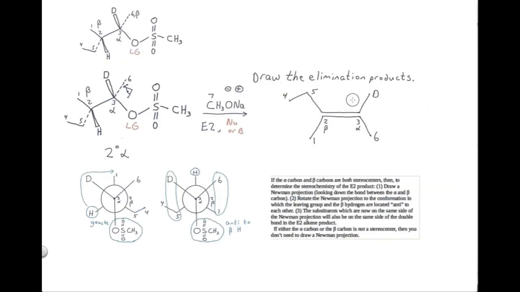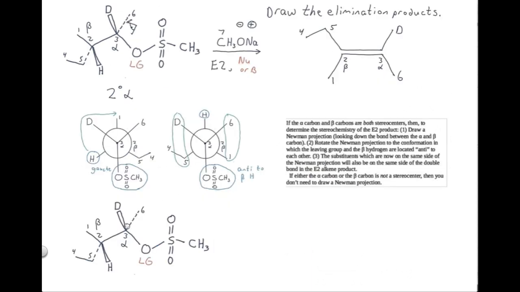Well, we're done with this product, but remember that this problem didn't ask for the major product, it asked for the elimination products. So we should also draw the product that occurs when we use carbon 6 as our beta carbon. So now we need to try this problem again using carbon 6 as the beta carbon. So starting over, I'm going to erase the beta label on carbon 2 and put the beta label on carbon 6 to show that now we're using carbon 6 as our beta carbon.